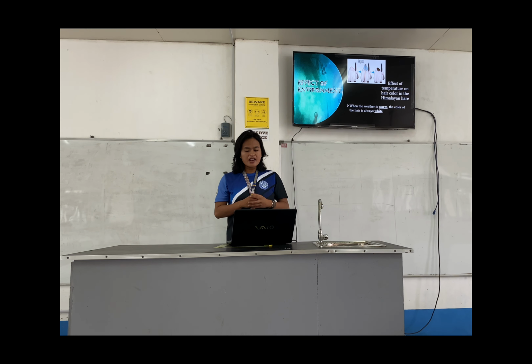The Himalayan rabbit was used in experiments by scientists to see the change of color in its skin when the weather changes. When the weather is warm, the color of the rabbit is white. But when the weather is cold, the color of its skin is dark. So it shows that there is a change of color.